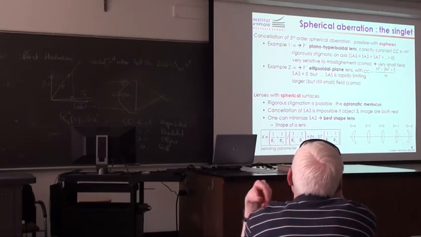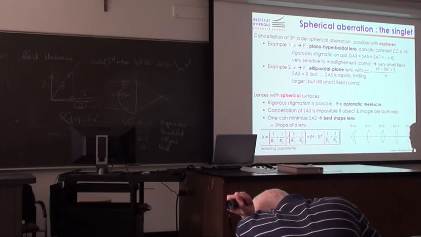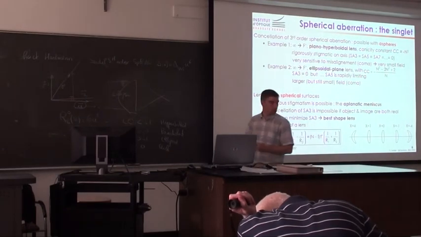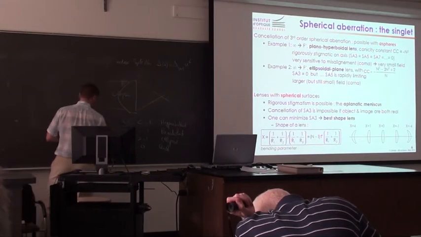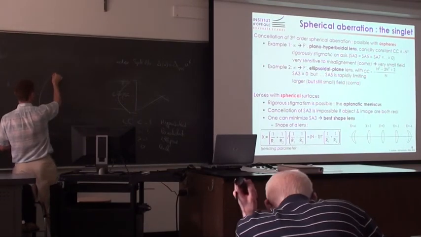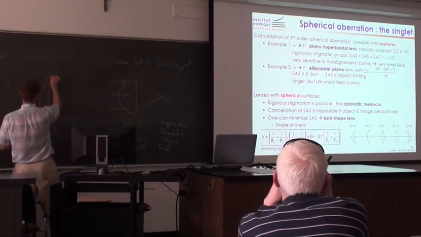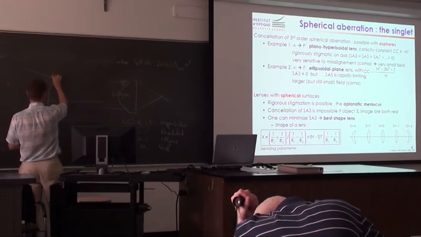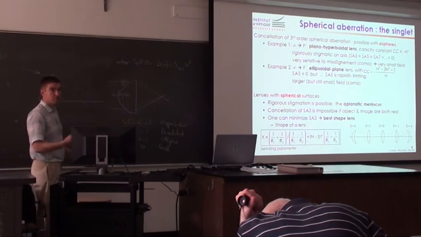Lenses with spherical surfaces. Is it possible to have something that kills third order spherical aberration? The answer is yes, and not only spherical aberration of the third order. It's possible if you use a so-called aplanetic meniscus. I'll talk about aplanetism in a few minutes. But this is what it looks like. It's not a real object and a real image. It's a virtual object and a real image.